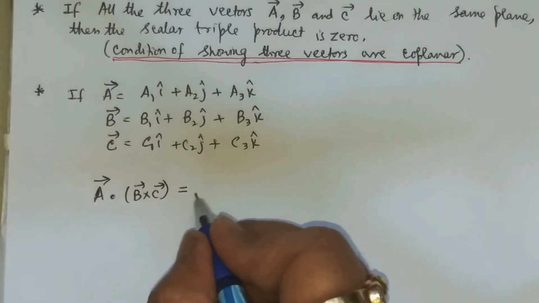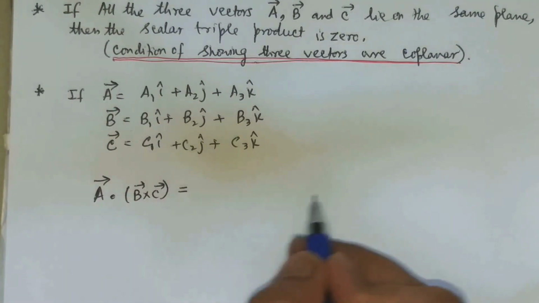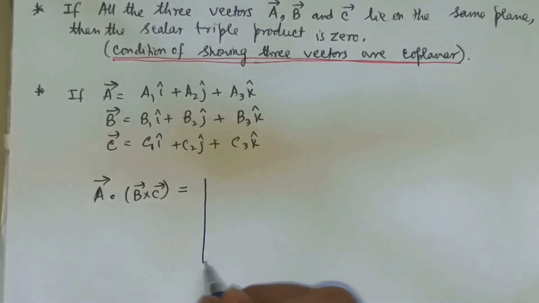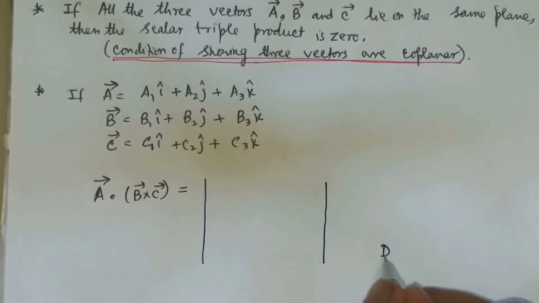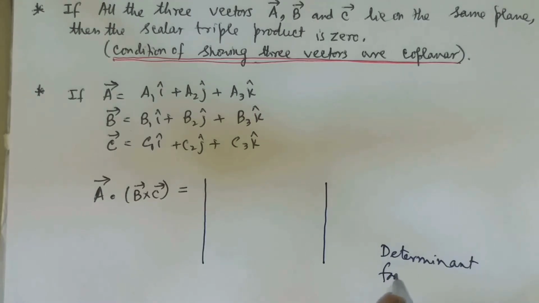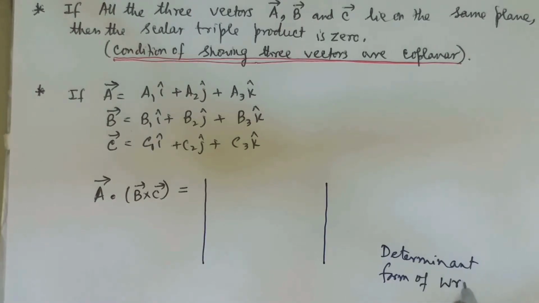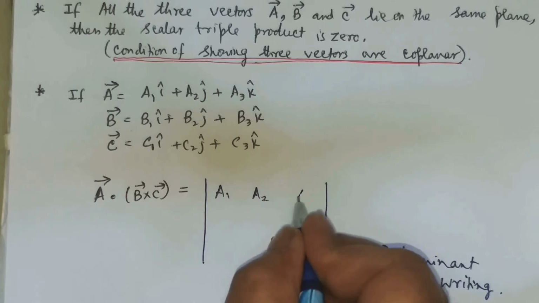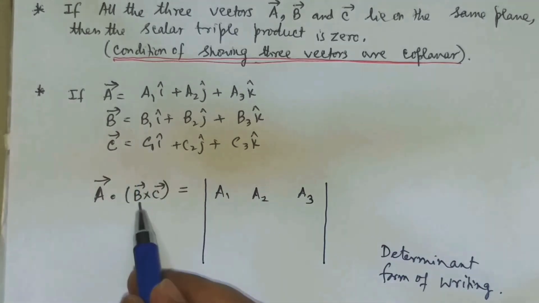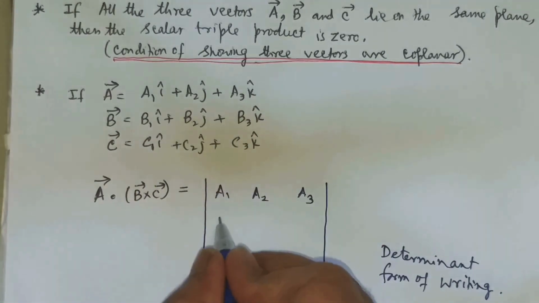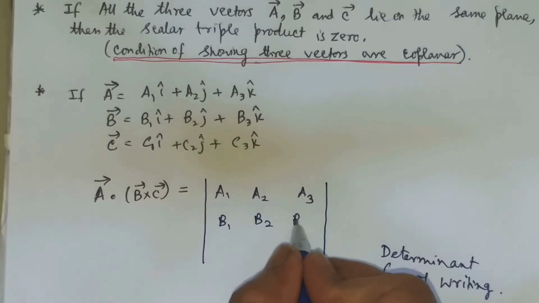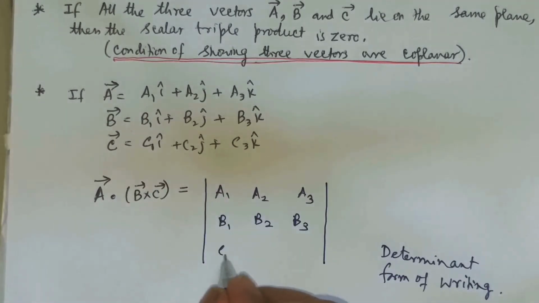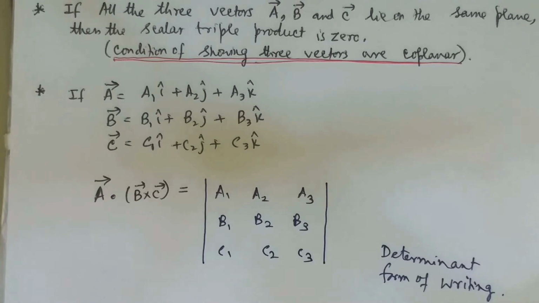So A dot B cross C, you don't have to find out B cross C and again perform the dot product. Just put a bar. It is the determinant form of representation. In the first row, write all three coefficients of the first vector: A1, A2, A3. In the second, write B1, B2, B3. In the third, write C1, C2, C3 of the third vector.